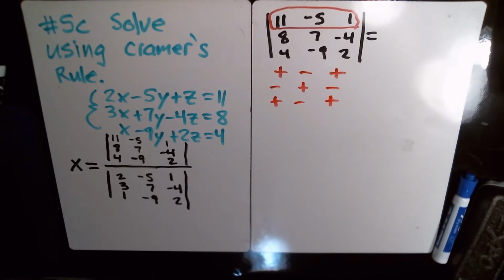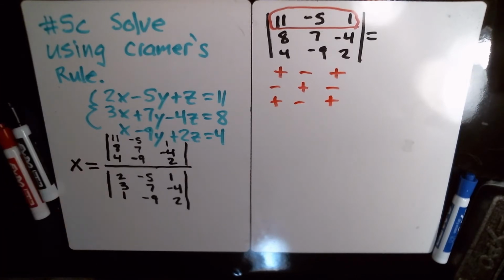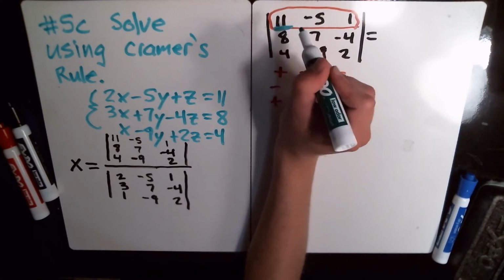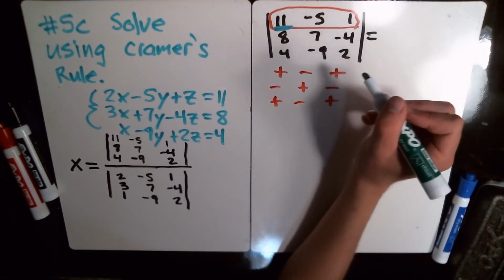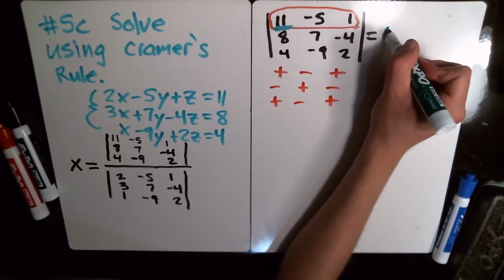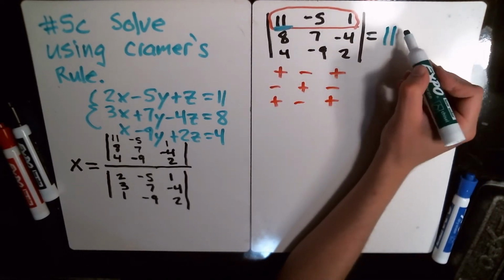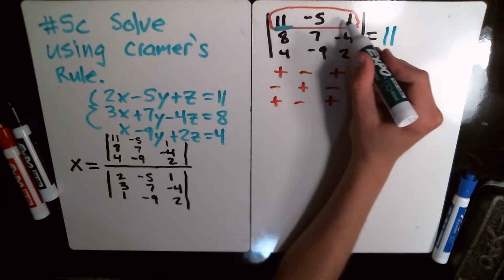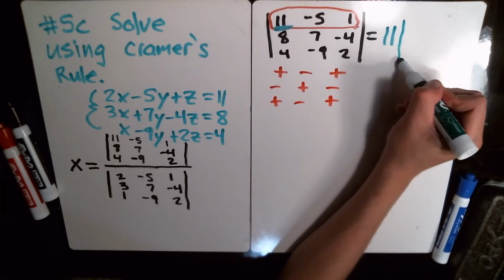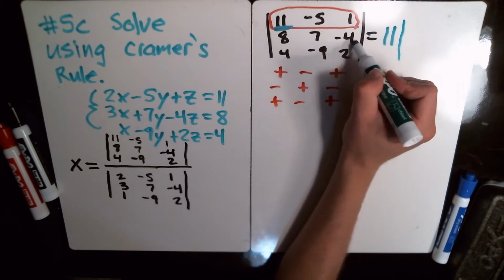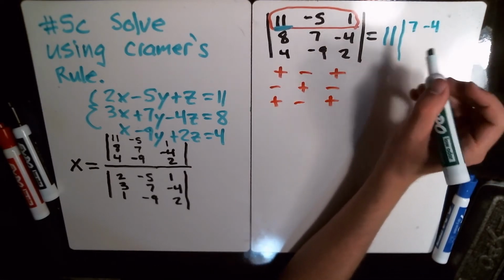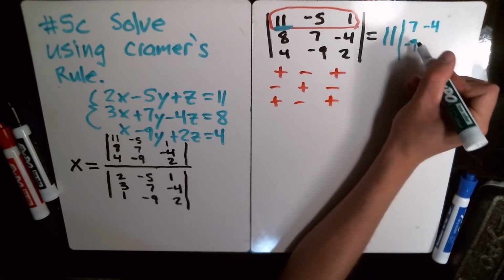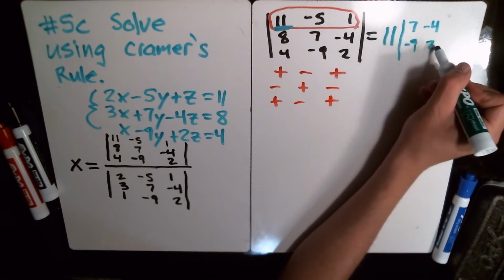So I'm going to start here, with 11. 11 is the first number in this row, and it's in a positive position, so it's going to be plus 11 times, and then you cross out that row and that column. So 11 times the determinant of the smaller matrix when you cross out that row and column: 7, negative 4, negative 9, and 2.